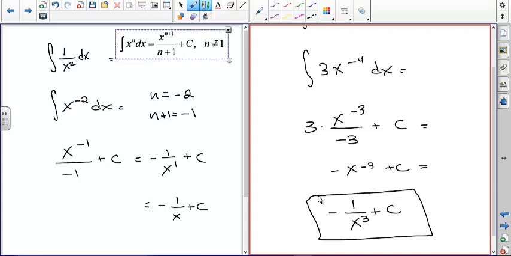So there's your answer. So we rewrite 3 over x to the fourth as 3 times x to the minus fourth, and then you apply the formula. So you add 1 to negative 4, which is negative 3. So you have x to the negative 3 divided by negative 3. The 3's cancel out. So you get negative x to the minus 3, and we rewrite that as negative 1 over x cubed.